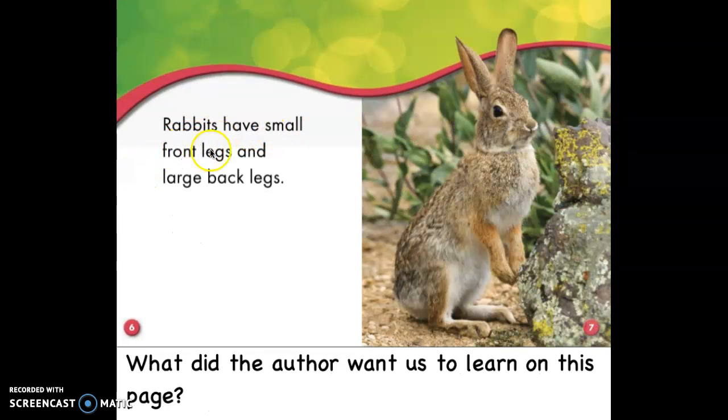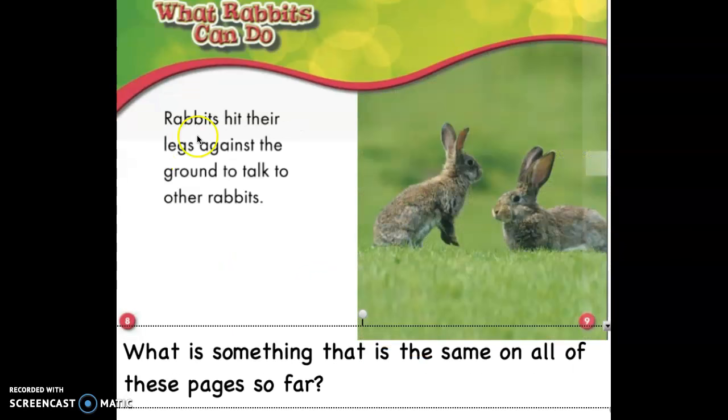Rabbits have small front legs and large back legs. I can also look at the picture and see here that a rabbit has small front legs and the back legs are much longer. So I think that is what the author wanted me to learn. The author wanted me to know, and he gave me a really nice picture to show me that rabbits have small front legs and large back legs. Rabbits hit their legs against the ground to talk to other rabbits.